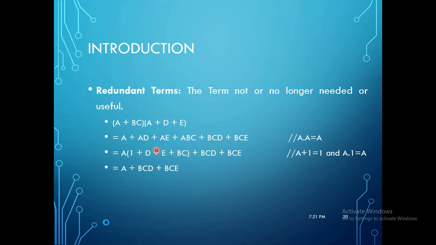So A into 1 becomes A itself. So this is now the redundant term. 1 plus D plus E plus BC is not needed for the next calculations. So this becomes the redundant term here. Then you keep BCD plus BCE as it is.